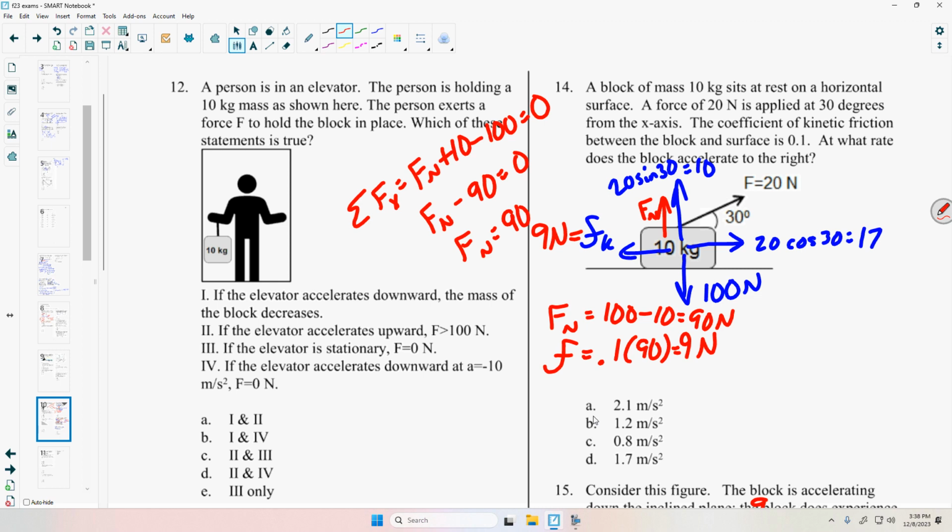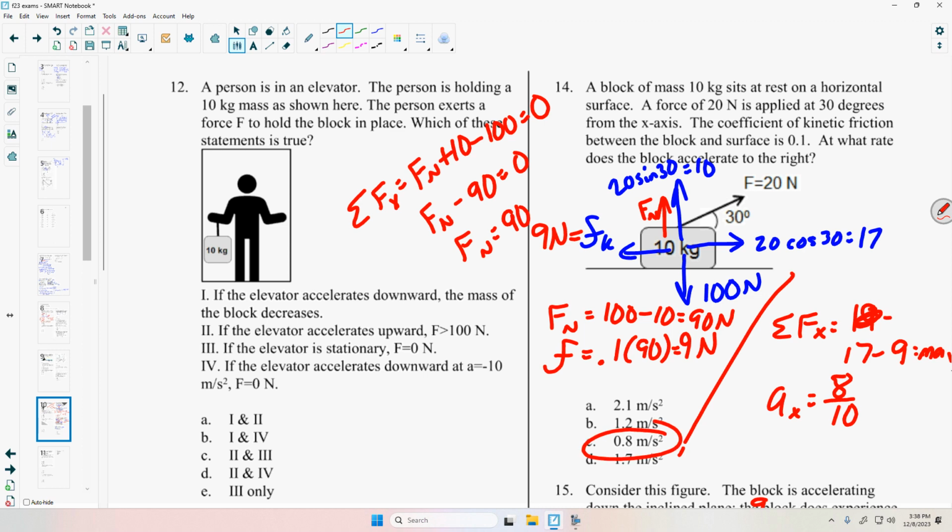And then if I want to know its acceleration, I say the sum of the forces in the x direction is 17 minus 9 is equal to m a_x. a_x is equal to, what's 17 minus 9? 8 divided by the mass, which is 10, or 0.8 meters per second squared. Whew. It's a difficult problem. There are several steps that you have to do. But it's a lot like the inclined plane problem. I know it looks different, but the steps are the same. Resolve the forces, apply Newton's second law, and solve for whatever it is that you're solving for.